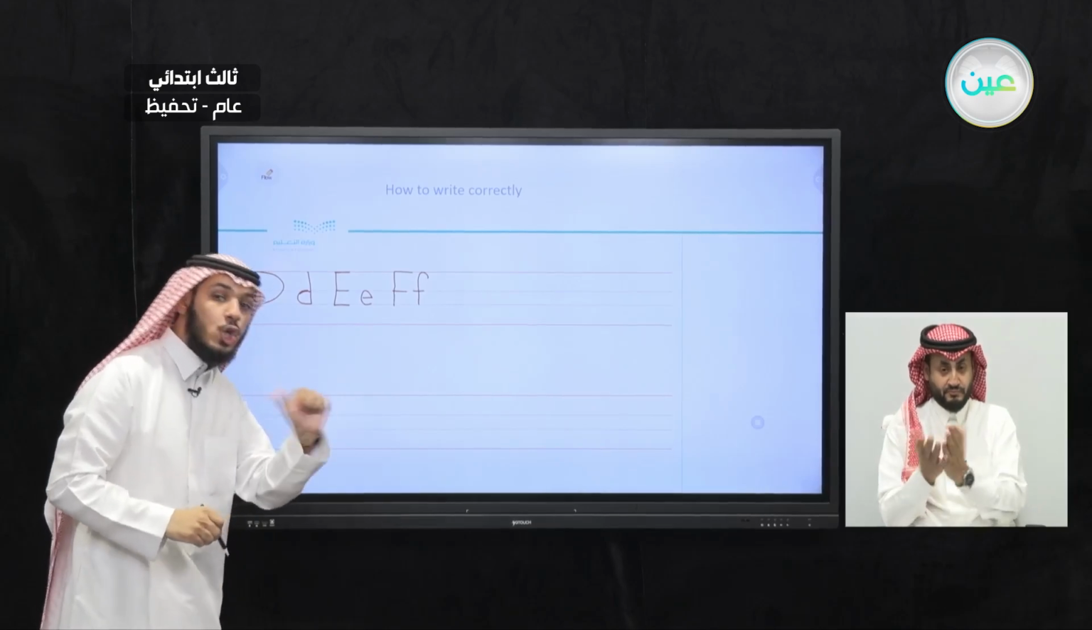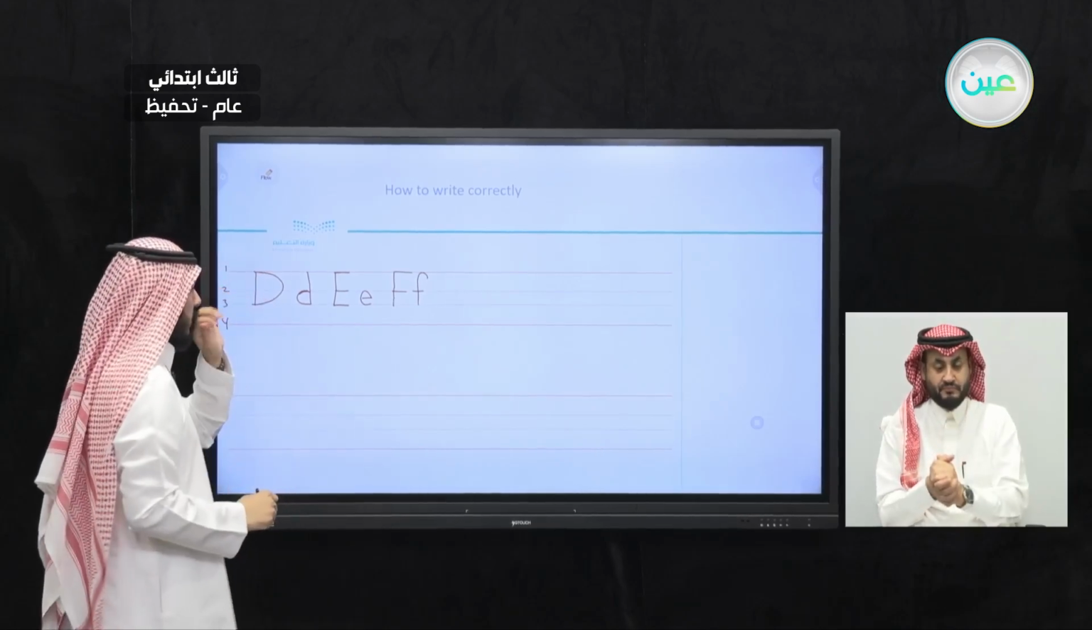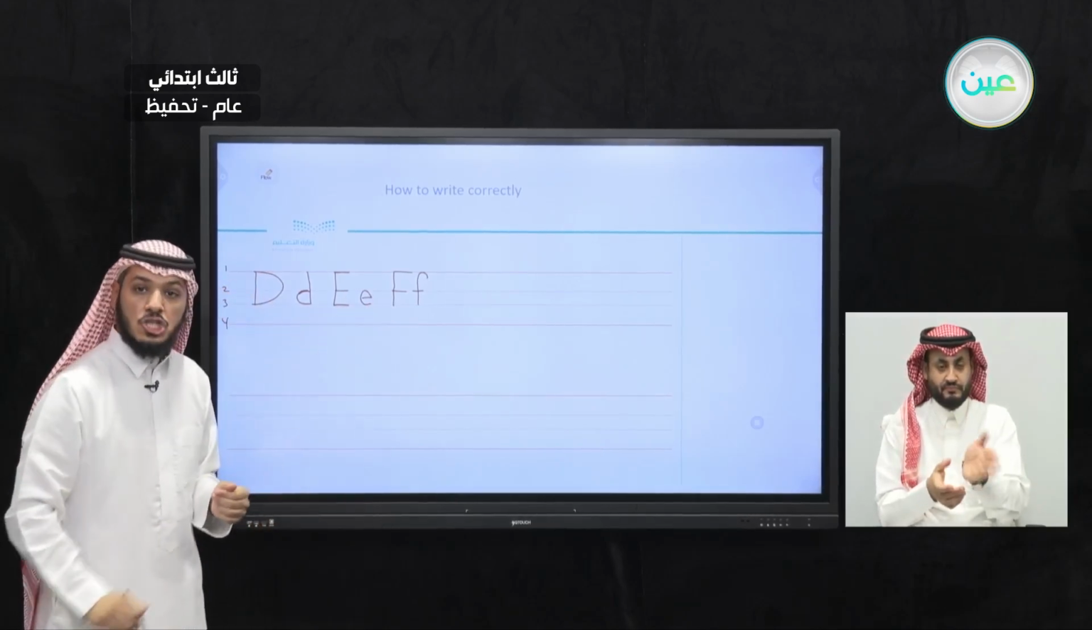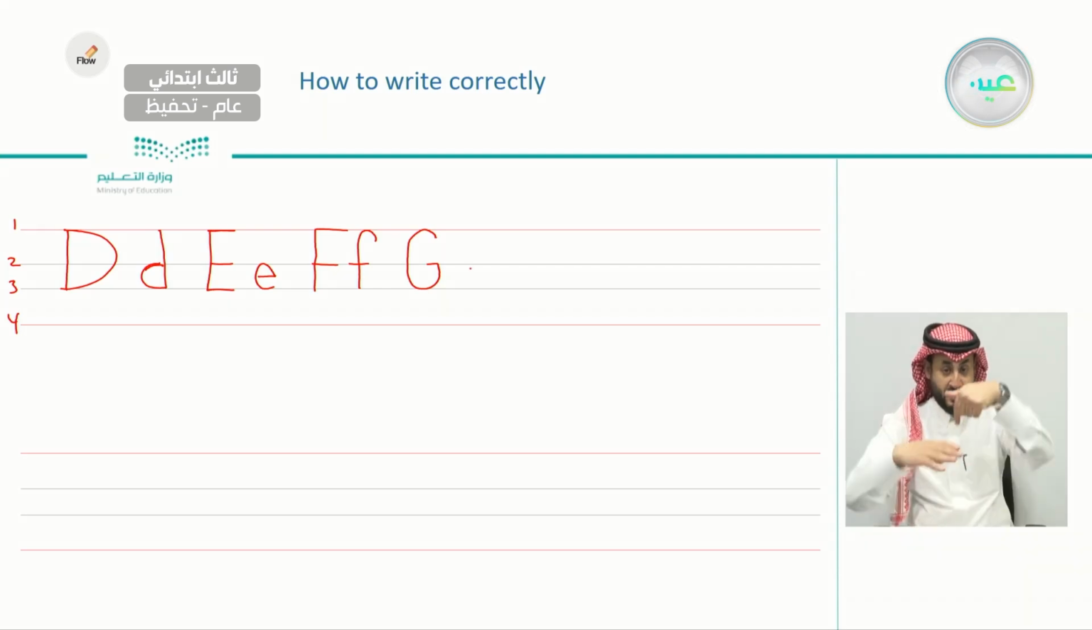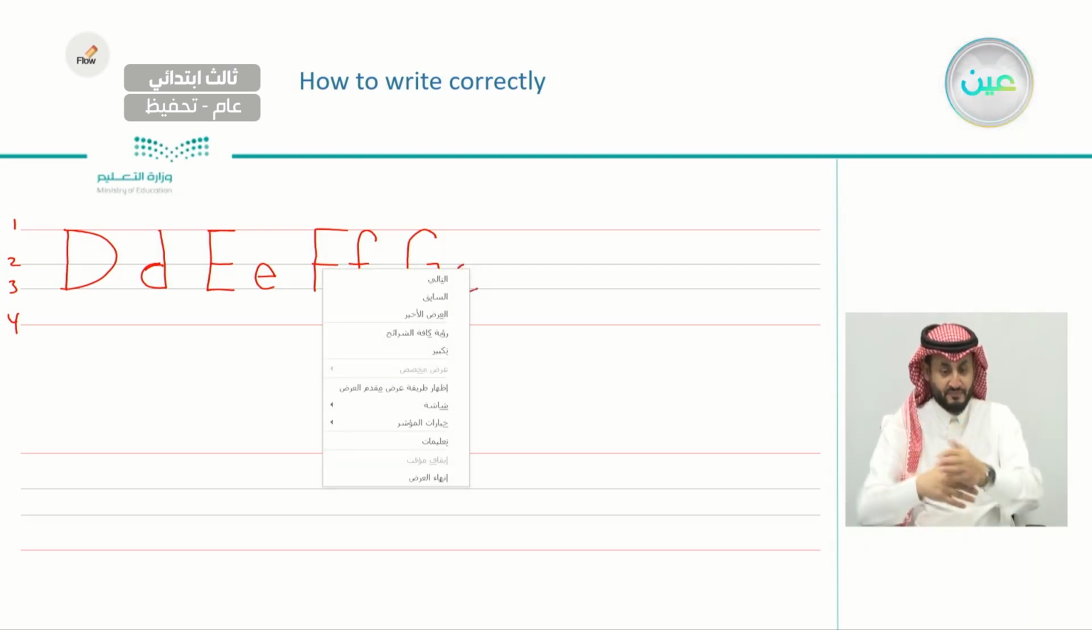Notebook, not book, notebook. Okay, D, E, F, then G. Yes, that's right. Okay, again from 1 to 3, up to number 2, then go left. This is G capital, and G small, now we will use the fourth line, number 4. Okay, start from number 2 to number 3.